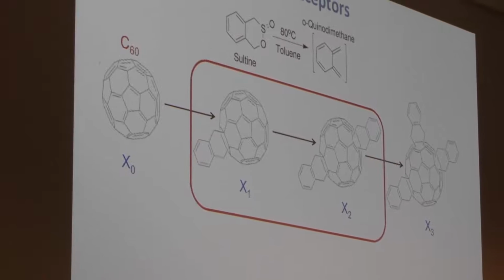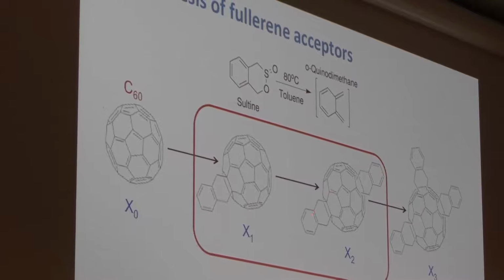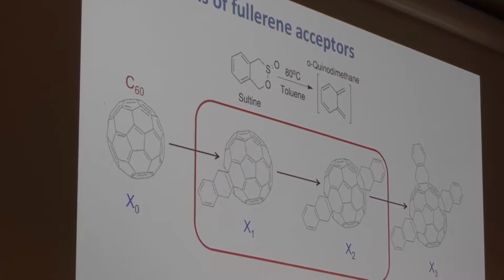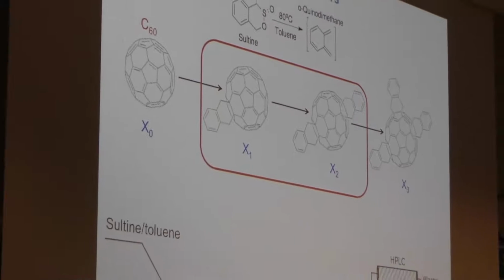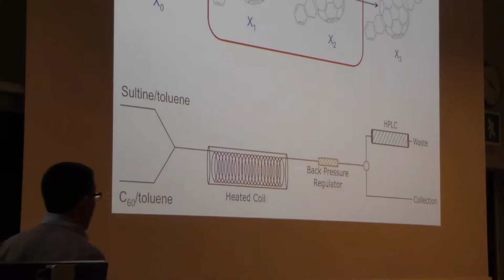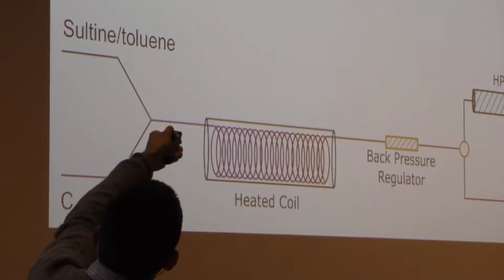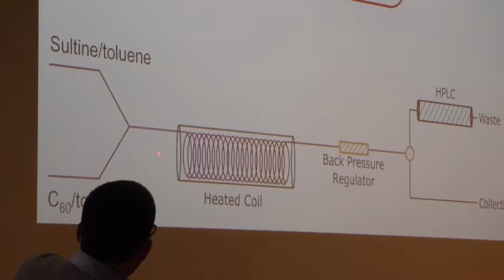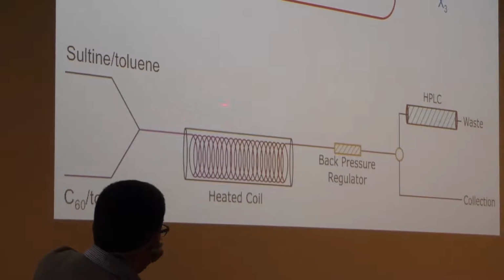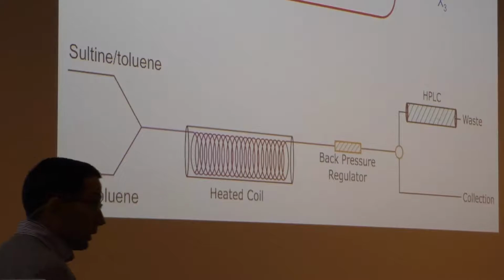So in practice, what you find people wanting to do, they either want to maximize the amount of X1 or the amount of X2. And so it's interesting to ask, can we use the flow system to optimize our reaction mixture? And so we've tried to do that using a very similar setup to the one I just described. In this case, we have saltine, which is this reagent here. In one of our syringes, we have C60 in the other one. We pass them into a heated coil, and then this time we analyze by HPLC.